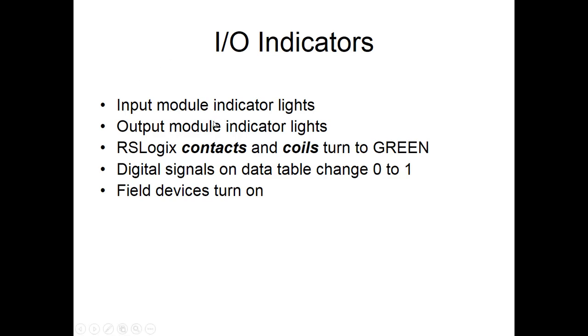And we'll learn a lot of troubleshooting about what is the PLC telling you that's going on and what is actually going on. But it starts with looking at the indicator lights. RSLogix contacts and coils turn to green on the screen, so that looks like they're working. Digital signals on the data table, we pull up the data table and they went from 0 to 1, so when they had a 1 in there, they were receiving a signal on the inputs, and when they had a 1, they were writing to the outputs. And then if all these are working, then the field devices turned on.